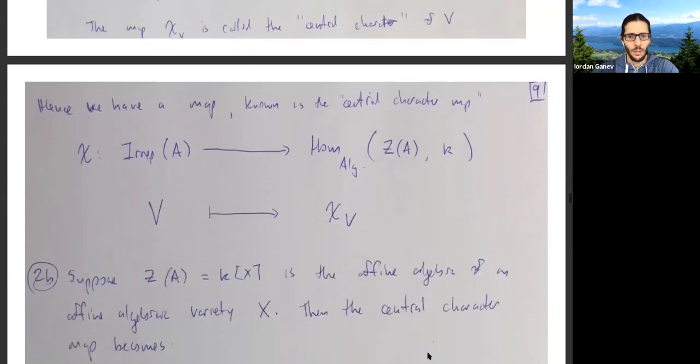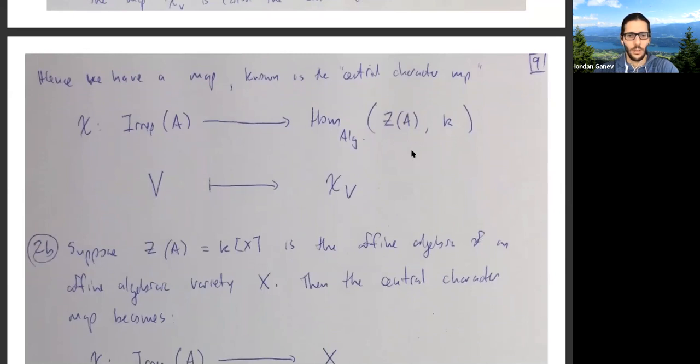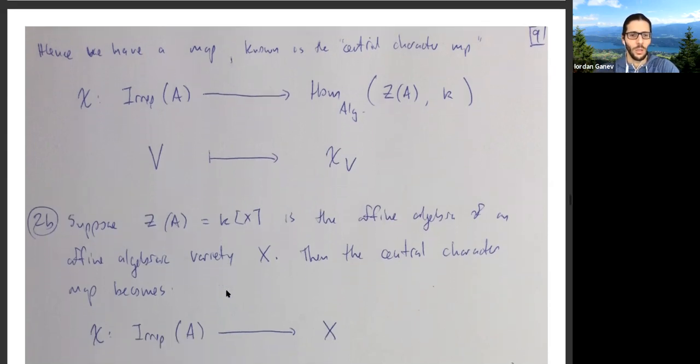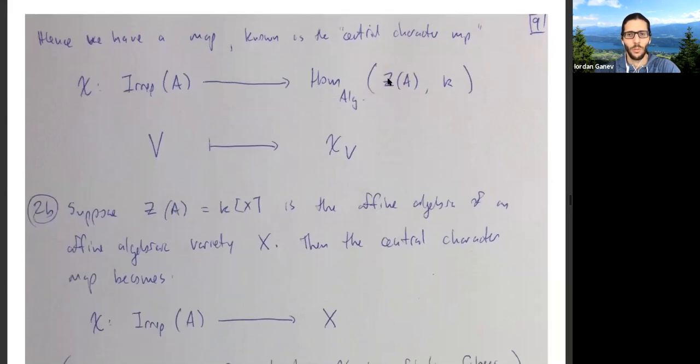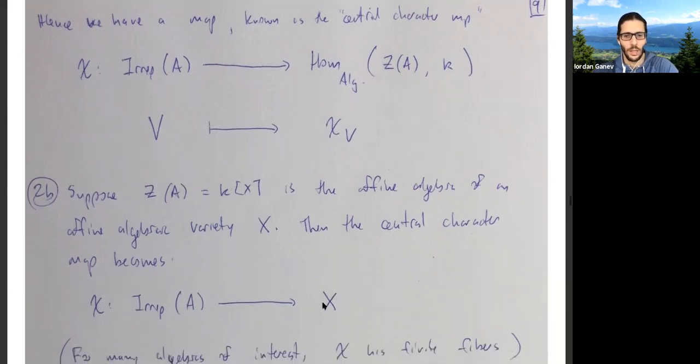Now in many situations, this center, which is a commutative algebra, turns out to be the affine algebra of an algebraic variety X. So let's suppose we have some crazy non-commutative algebra A, but its center happens to be the affine algebra of an affine algebraic variety X. Then the central character maps to algebra homomorphisms from that affine algebra to K, but those are just the maximal ideals of the affine algebra, which are the points in X. So to any simple A-module, we can associate a point in X. This is the connection with geometry, because now we can start with something algebraic and associate a point in a geometric space to it.